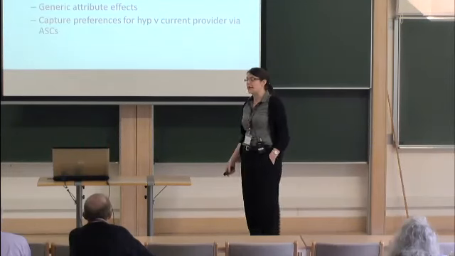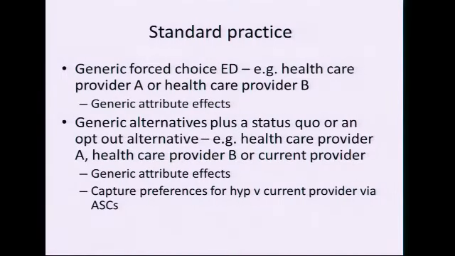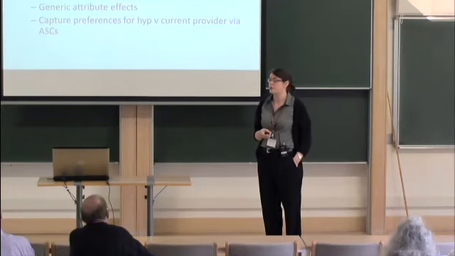So standard practice in health economics, not so much in other areas, but definitely in health economics, is to use, or traditionally has been to use, a generic forced choice experimental design. So for example, you might present two alternatives to respondents, healthcare provider A and healthcare provider B, and then ask them which they want. But the labels A and B carry no meaning. They're generic, and indeed the attributes are generic across the alternatives. So that's pretty much standard, or has been standard practice. So then we're estimating generic effects. We're just getting the effect of the attributes independent of the alternatives that we're presenting.